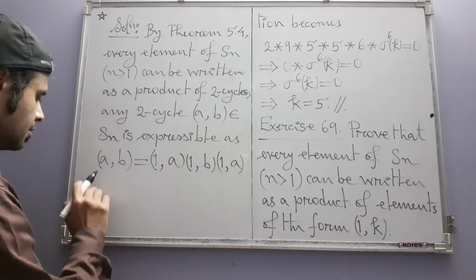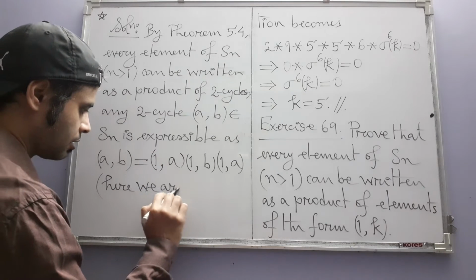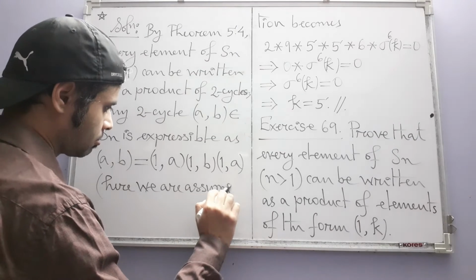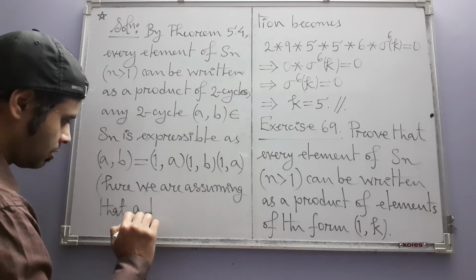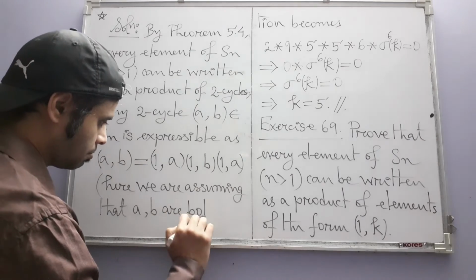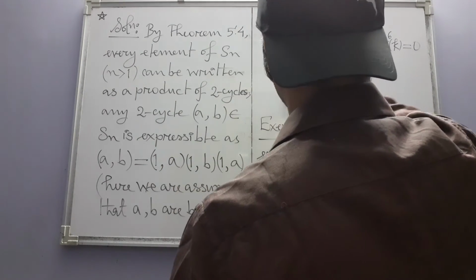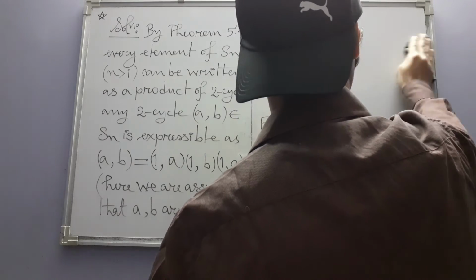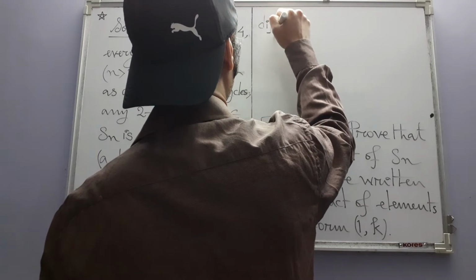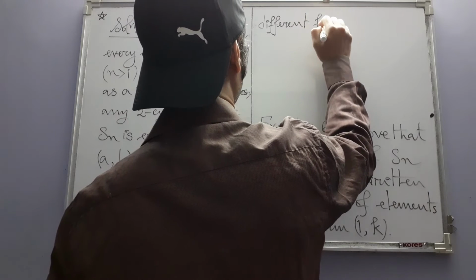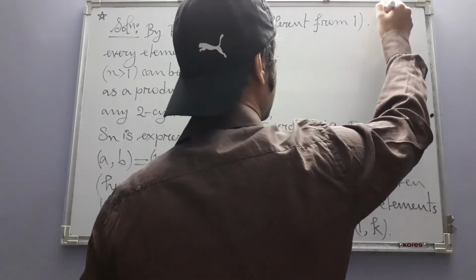And perhaps I should also say here we are assuming that A and B are both different from 1. And in fact that is the solution.